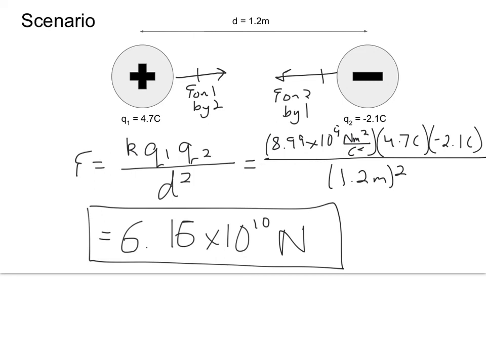Now, if you're very astute, you may notice that there is a negative. Technically, if I carry that negative through, I should end up with a negative 6.16 times 10 to the 10th. But as we've always talked about in this unit, or any unit, a negative sign just indicates direction. And we know what direction these forces are acting in. These forces are pointing inwards to make them attract. So typically, the negative or the positive is not a real big deal.